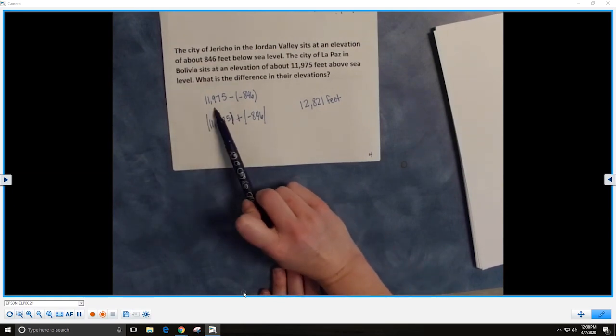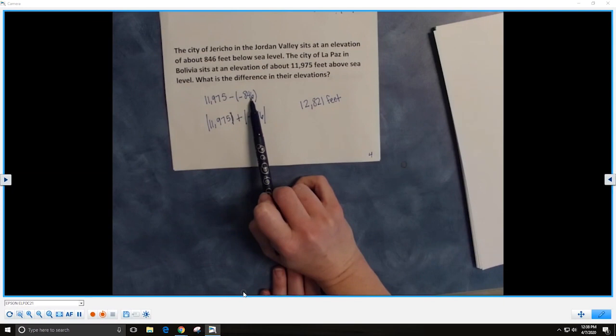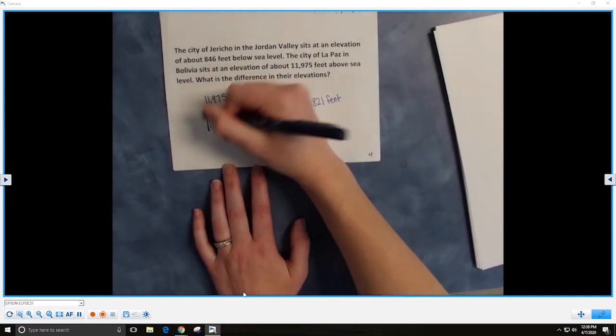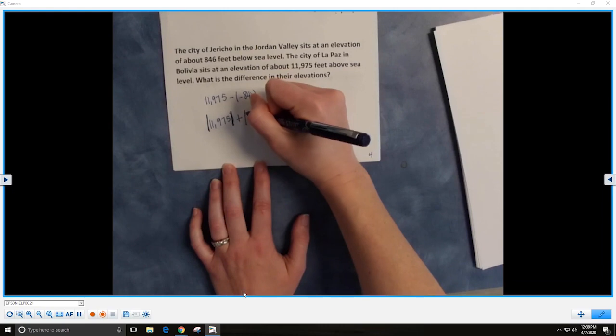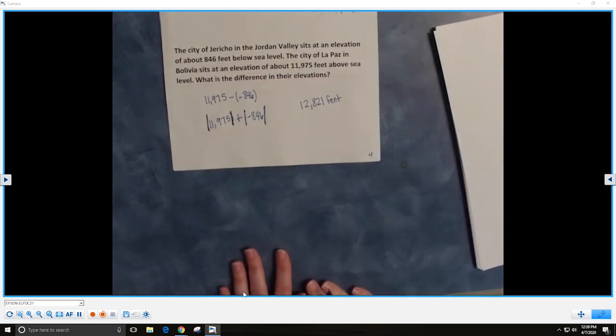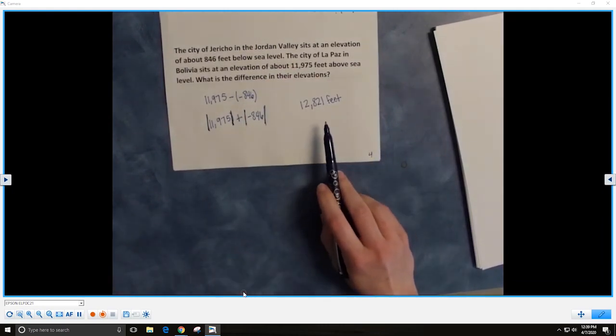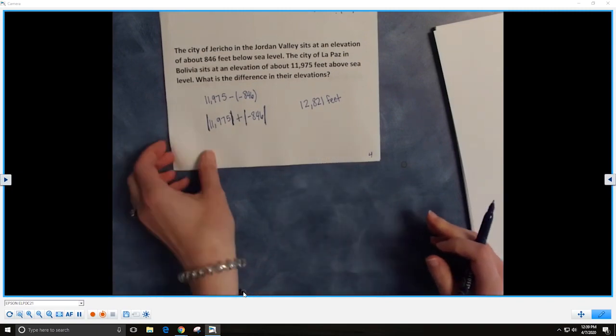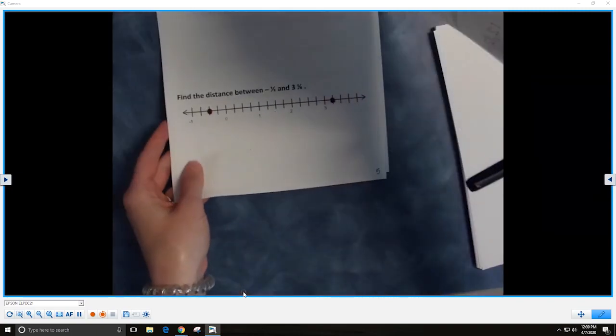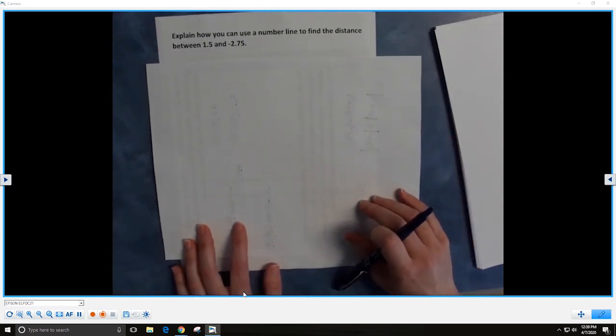So keep in mind that either way of reasoning is correct. You can take the above sea level and subtract the below sea level, or you can think about the absolute value of the first number plus the absolute value of the second number. Either way of reasoning is correct, 12,821 feet. Okay, let's look at an example of non-integers using a number line. So explain how you can use a number line to find the distance between 1 and 5/10 and negative 2 and 75/100. So I'm going to pause so that you can use a number line to find the distance here.